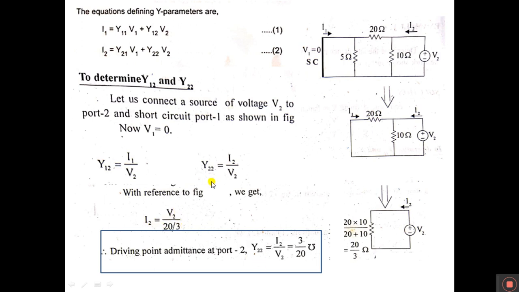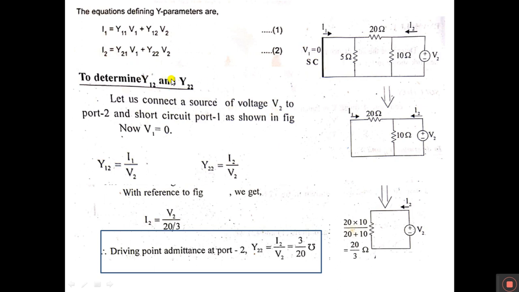Our requirement is Y22. Y22 means I2 by V2. So what is the I2 value? V2 by 20 by 3 divided by V2. Now you will get 3 by 20 mho. Got it? Right. So now Y22 is calculated.